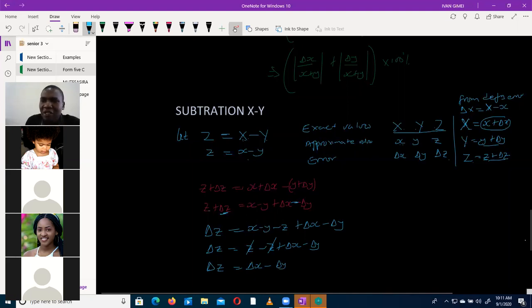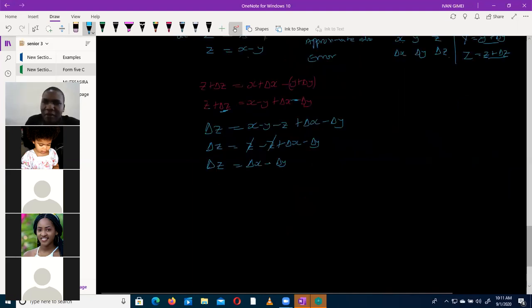That means that when I'm subtracting two terms and I want to find the error, I'll simply subtract the corresponding errors.